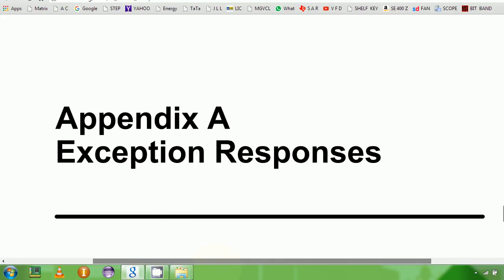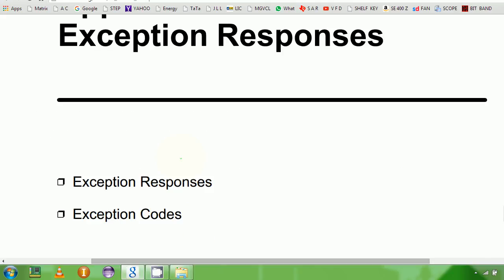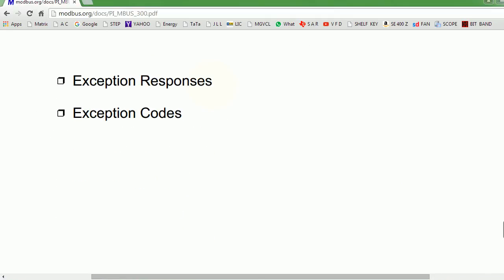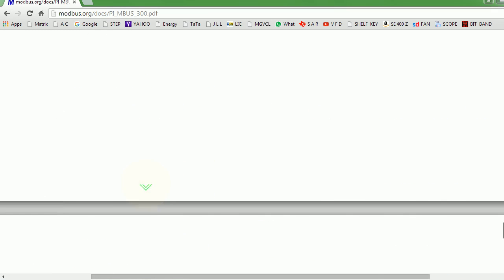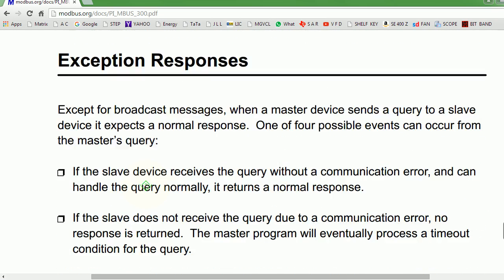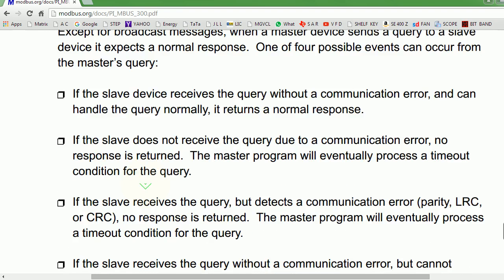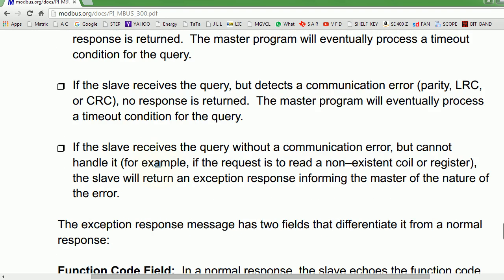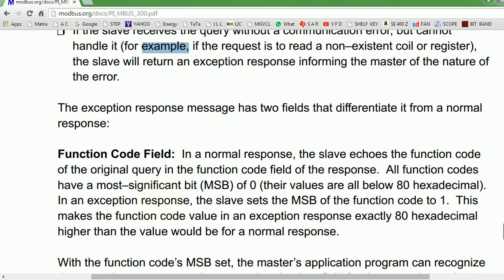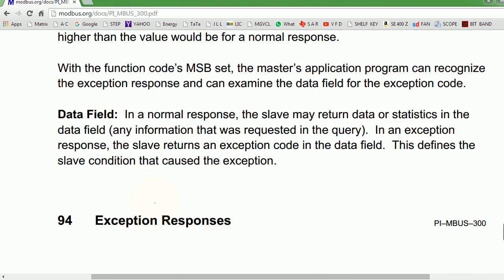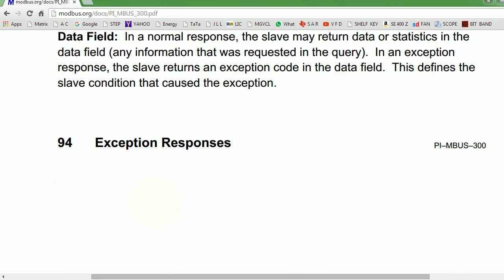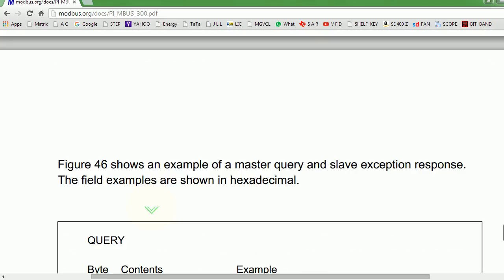This is again a very important part of your driver: exception responses and codes. Imagine you made a mistake. You were asking for a memory value which doesn't exist in the slave device. Then the slave device has to give you a response saying that hey, you're making a mistake.